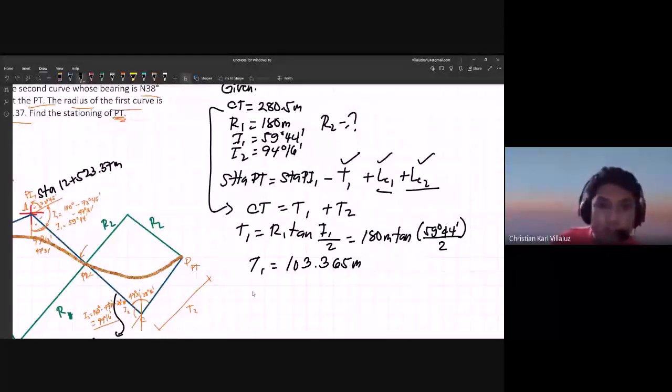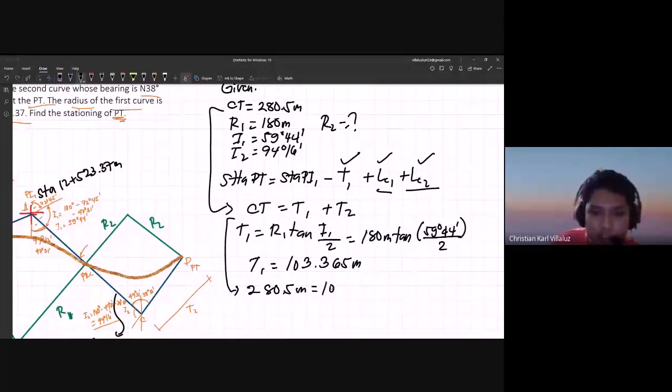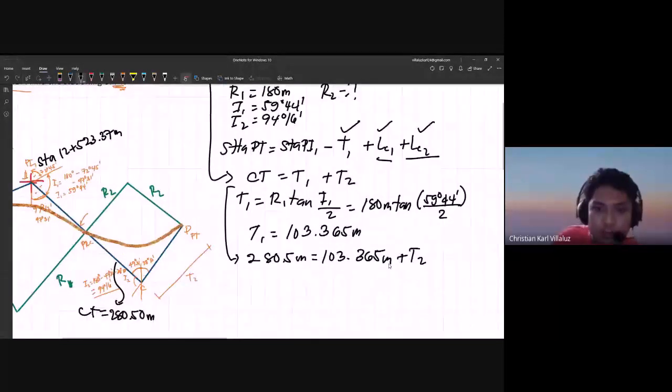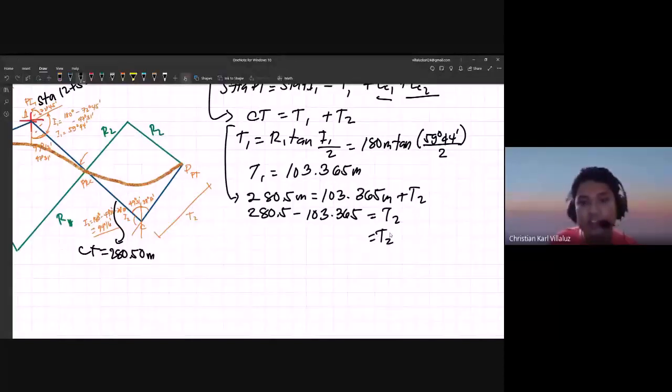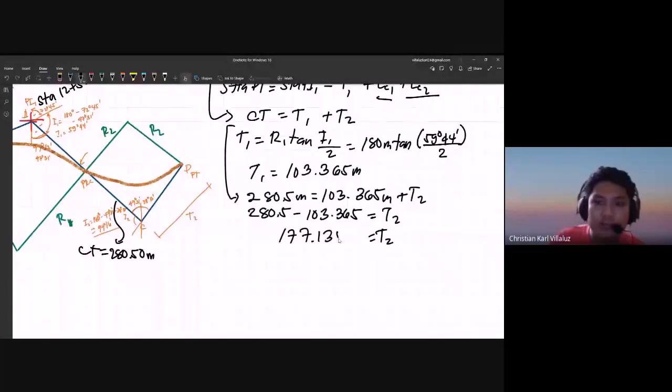So, tangent 2, we can determine that by substituting here the 280.5 meters. Tangent 1 is 103.365 meters plus T2. So, therefore, T2 is 280.5 minus 103.365 equals T2. So, the tangent 2 is 177.135 meters. Okay?